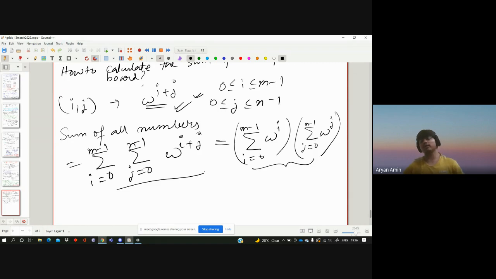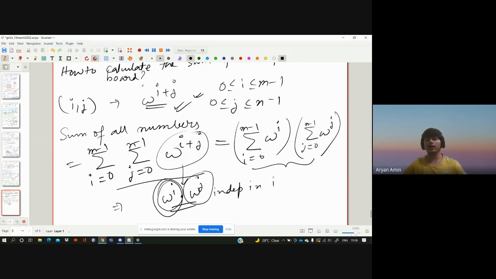So basically what happens is, omega to the power i plus j is what? This is basically omega to the power i times omega to the power j, right? So now this summation is independent in, sorry, just i and j. So this summation is independent in i and j.